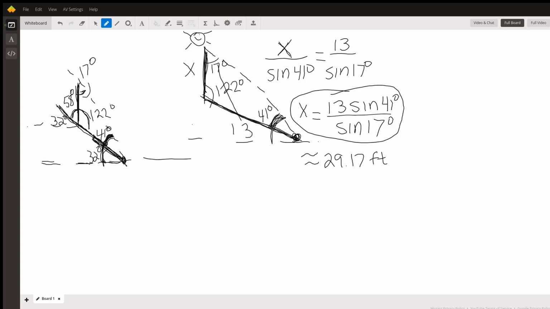But there's your answer for this one, 29.17 or 29 feet, whatever you want to round it to. Bye-bye.